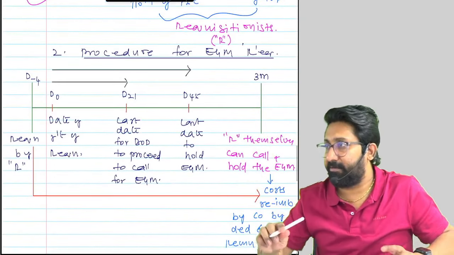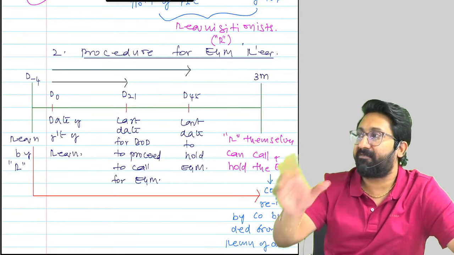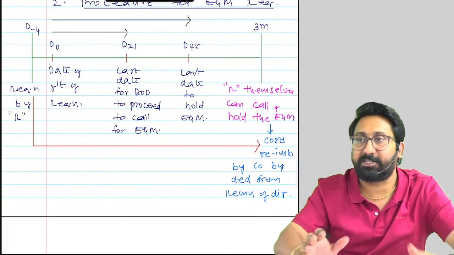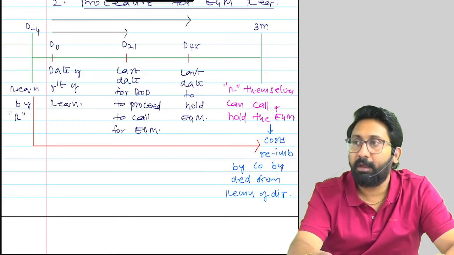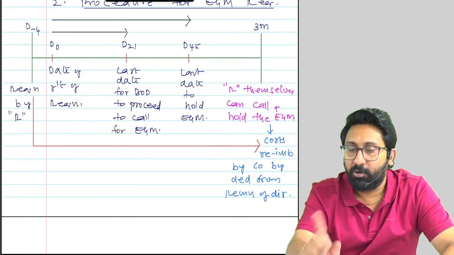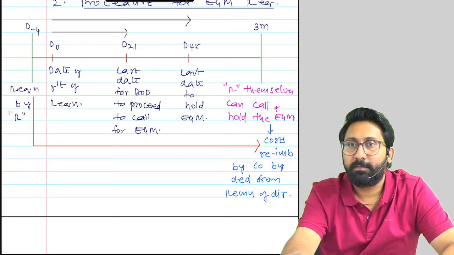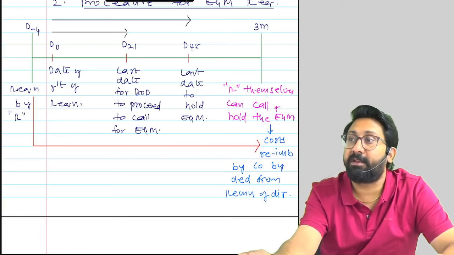This is 70% of the concept. Either they will ask in the form of an act, with big paragraph answers. First tell me, what is the overall procedure of an EGM? First, the date of requisition. Who received that? Proceed to call within, such that the meeting will be held within.